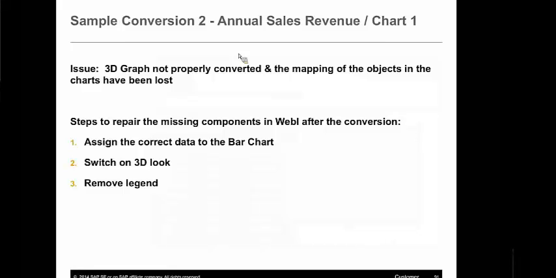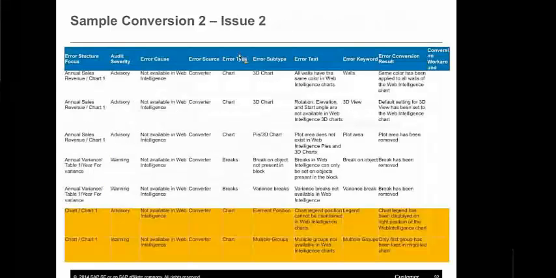So let's have a look. So we have the report in Desktop Intelligence. There's a screenshot and it's one of the default documents. And there is a 3D chart available, a bar chart in this case. If I open up the same report after conversion in Web Intelligence, the chart will show, not a chart, it shows a red cross.